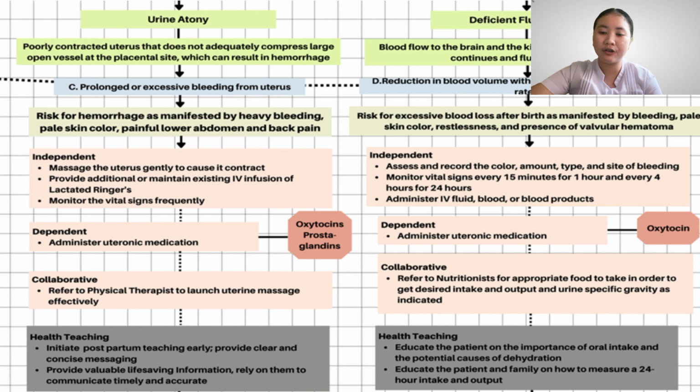Also provide additional or maintain existing IV infusion of lactated Ringer's. Last is monitor the vital signs frequently. For dependent intervention, administer uterotonic medication like oxytocin and prostaglandins. For collaborative intervention, refer to physical therapists to launch uterine massage effectively.